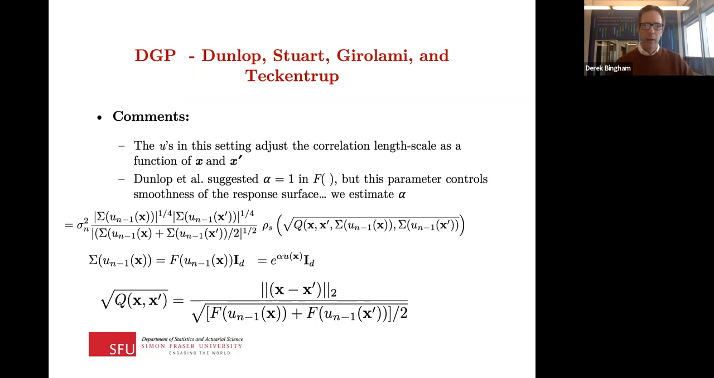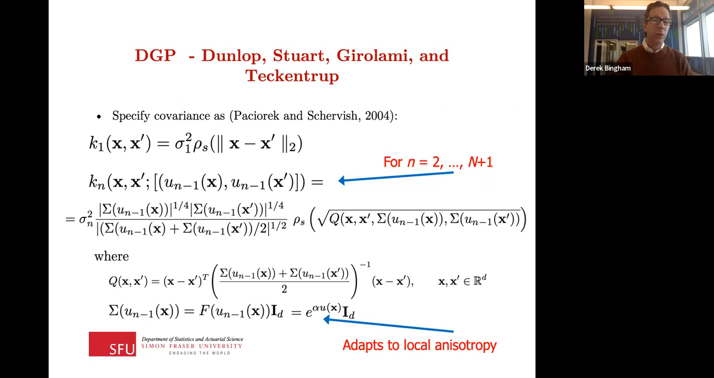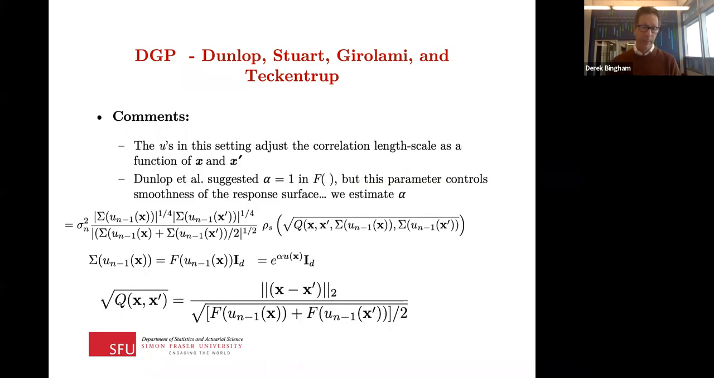Now, it turns out, if you really squint hard, what you'll see is that this parameter actually controls the smoothness as you move across the input space. You can see this if you work out the differences here: what you really have is that the distances are changed by the average of the e to the alpha u's at the different locations. So the u's allow us to adjust the correlation as we move across the input space. Those are parameters to be estimated, but alpha tells us how smoothly those correlations change.